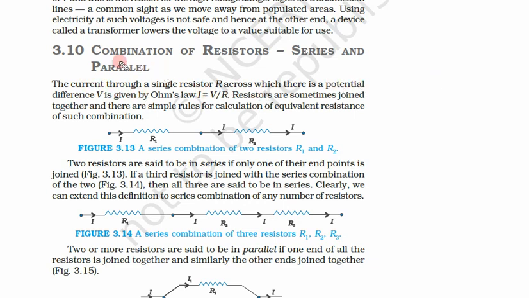Let's see the next topic, combination of resistors. Previously we had seen the combination of capacitors. Now let us see what is the combination of resistors. Let us take two resistors, or resistances, R1 and R2.